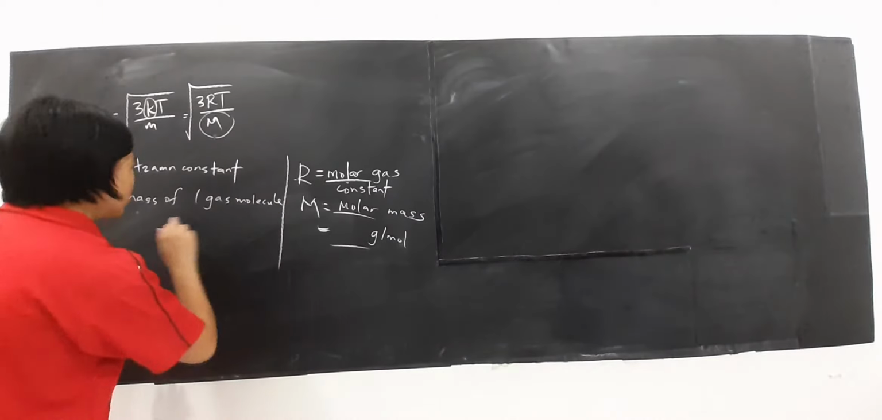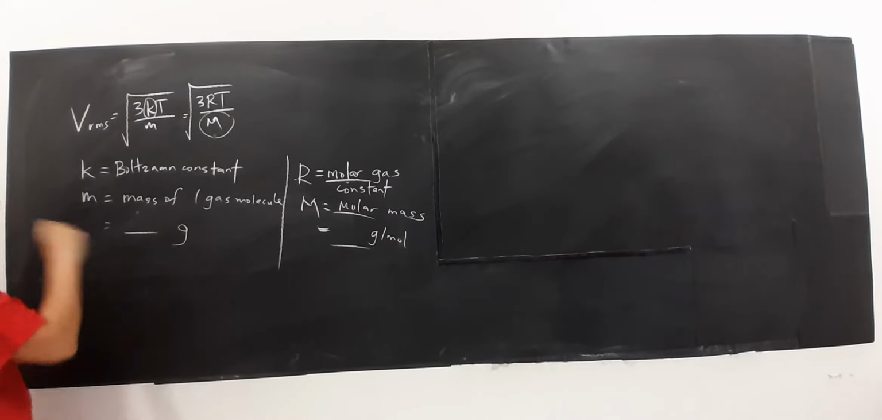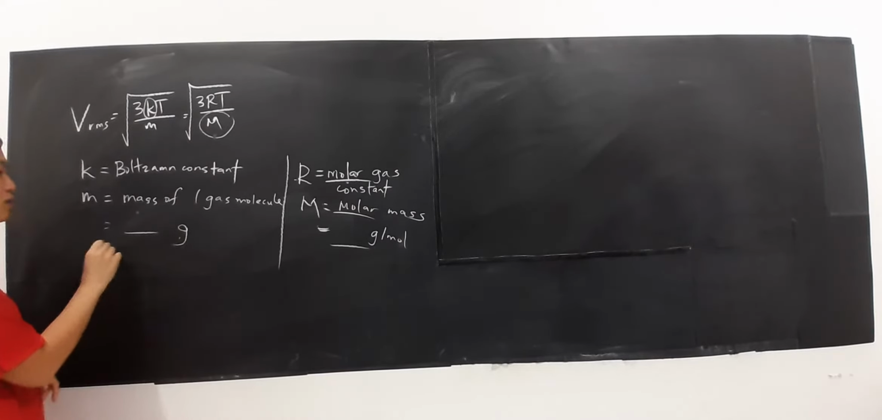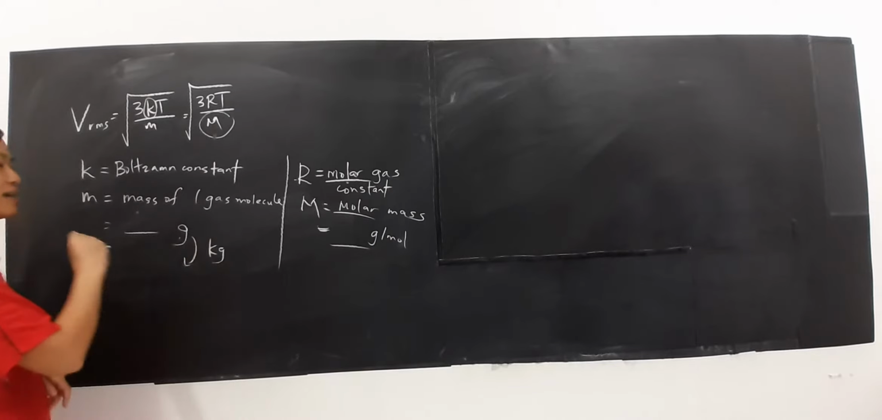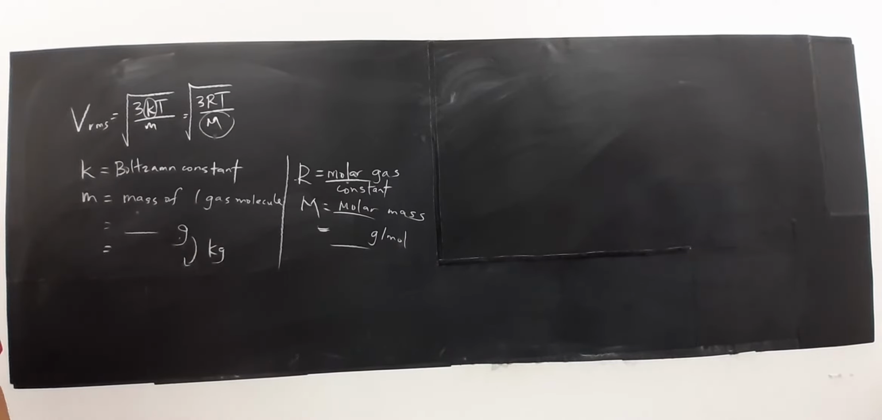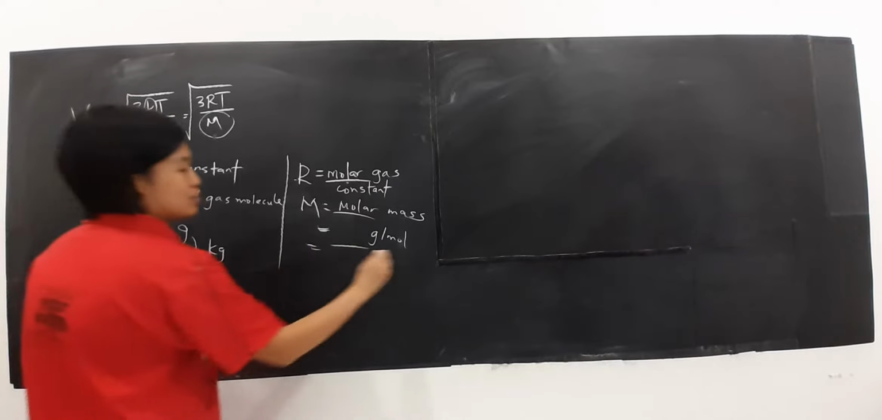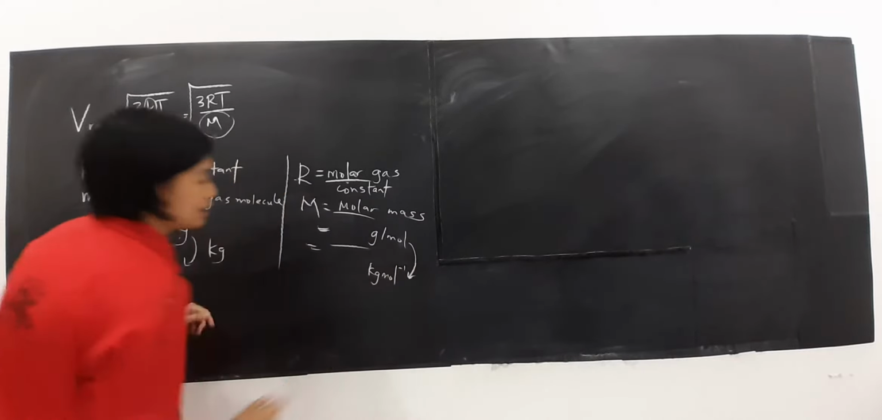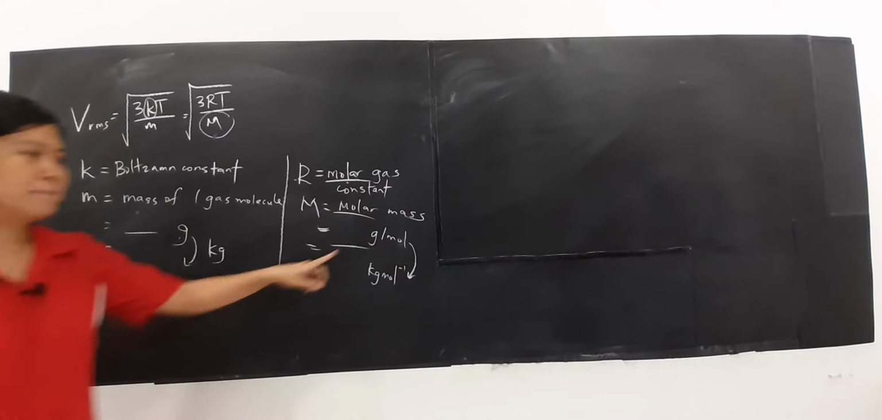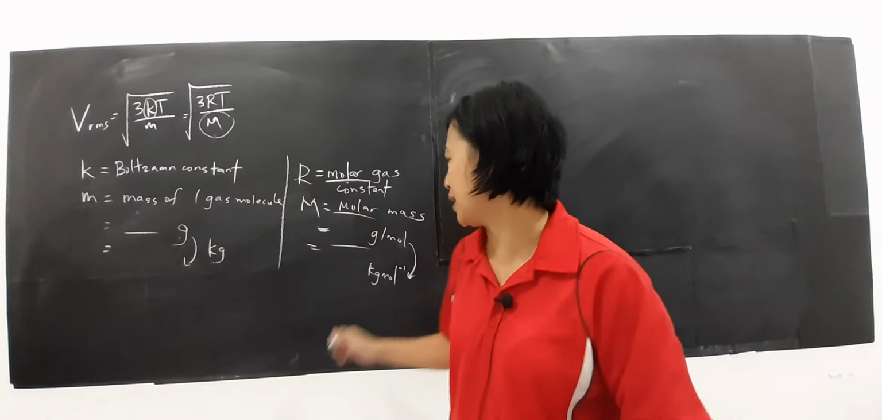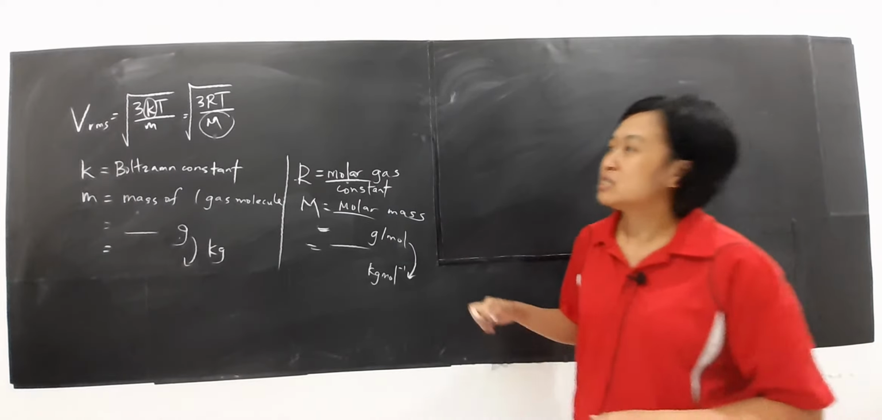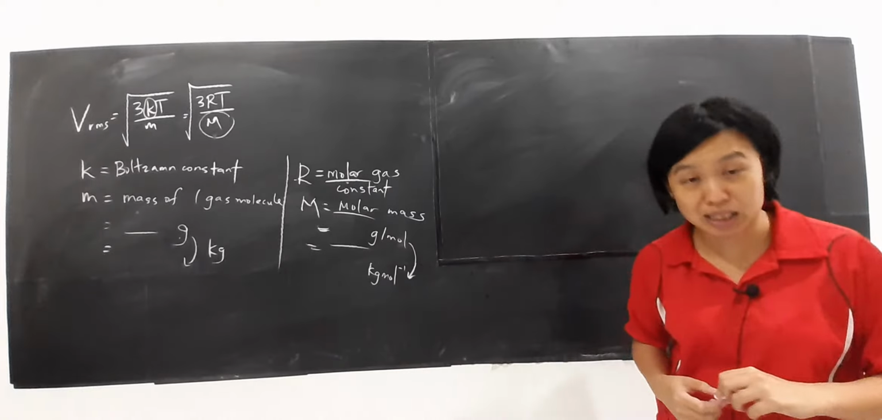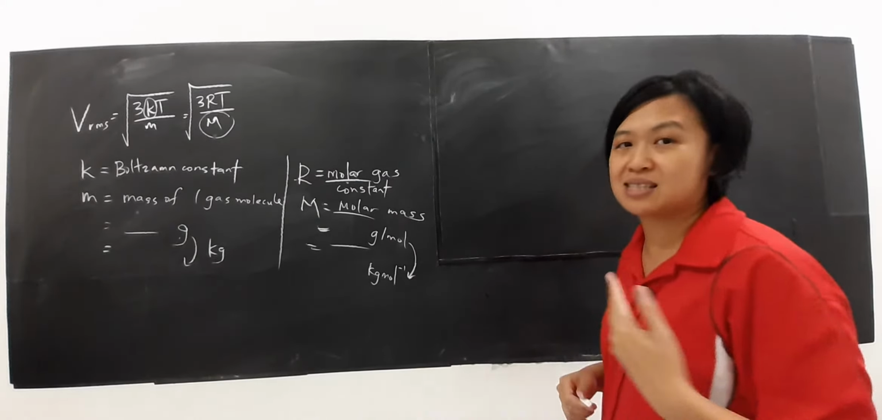Okay, instead of this one, usually this one will express in gram. But remember for physics, gram is not SI unit. I must convert into kilogram. Okay, same thing for this one. You must convert into kilogram per mole. Okay, dari gram bahagi 1000 maka kamu dapat kilogram. So those are the two equations that you learn, okay, last lesson.